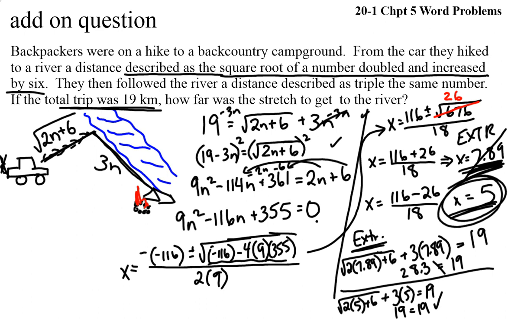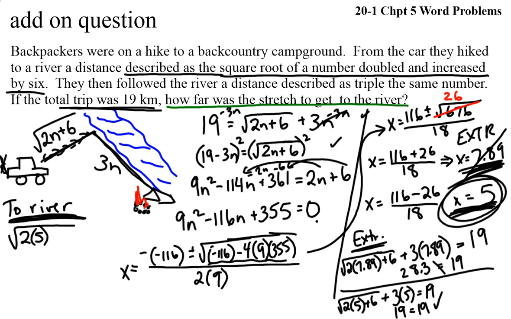Last thing, have we answered the question? How far was the stretch to get to the river? That's what it's asking. So I used x in this. Really what we were solving for was n. I apologize for changing my variable, but we're saying that n is 5. So to the river, our final answer was the root of 2 times 5, because that's our solution, plus 6. That's how far it is to the river. When we do that, 10 plus 6 is 16, rooted, 4 kilometers to the river.